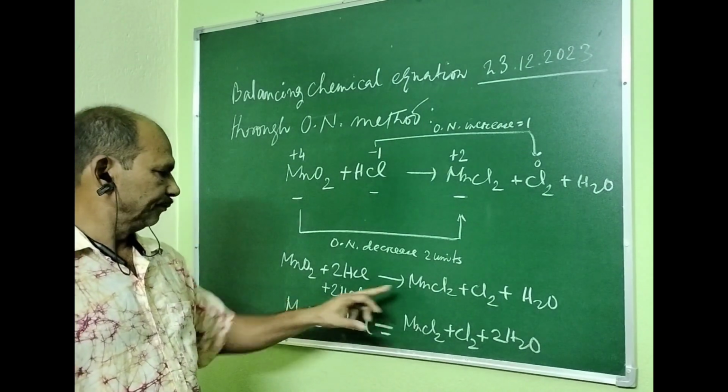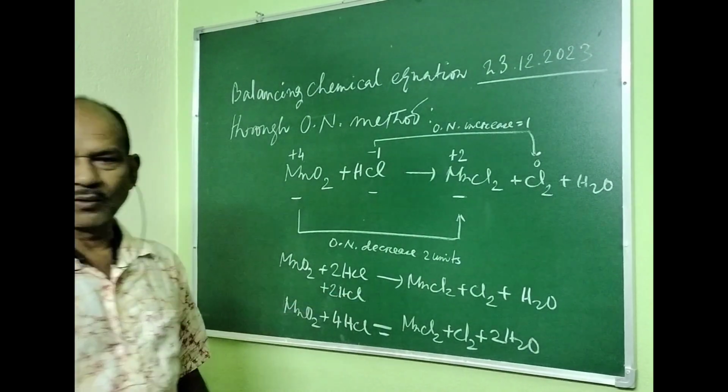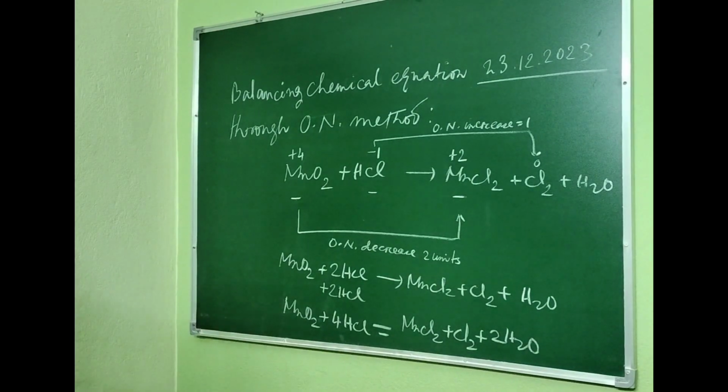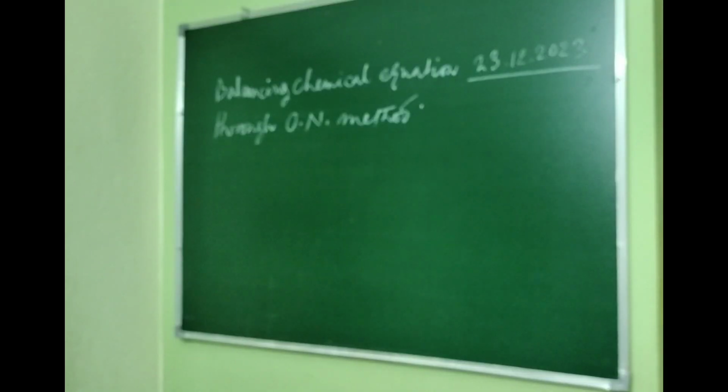In these cases, the oxidation number of chlorine does not change. But for the chlorine atoms that oxidize to chlorine molecule, the oxidation number is increased by 1 unit for 1 chlorine atom. I am taking another example.